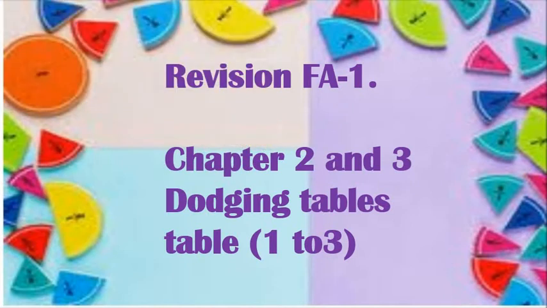So before we start our class, everybody sit straight at your place. Sit straight, take the pencil and book in your hand. Now let me describe what we are going to learn. We will make revision of FA1. Our syllabus is chapter number 2 and chapter number 3. Also tables from tables 1 to 3.